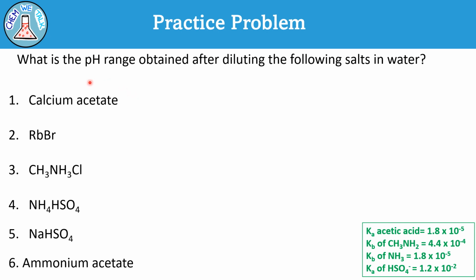All right, so now that we understand a little bit more how to predict the pH, let's put that in perspective. Let's do an example or a practice problem. Let's start with calcium acetate. Okay, so calcium acetate, this very complicated formula here.